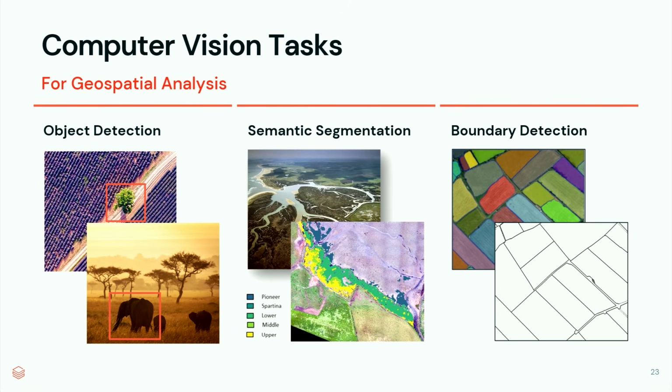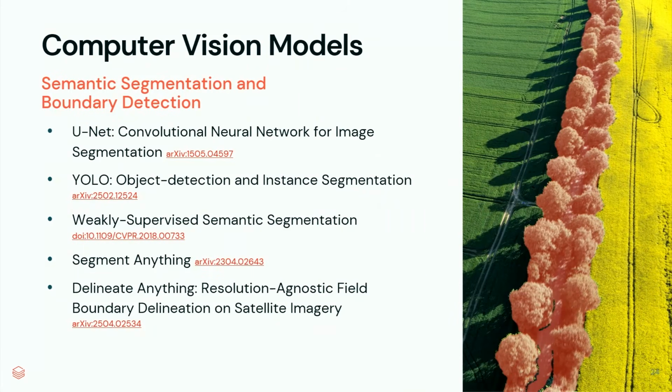Again, one example of that is salt marsh, where we're trying to map out the extent of the different vegetation zones. The other thing that we mentioned earlier was boundary detection, so understanding where the boundaries are between fields and doing accurate mapping of farms, etc. There are various different models that we can use for that.